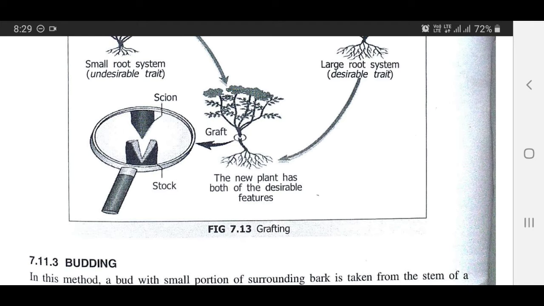The new plant has both of the desirable features. That is, the rootstock has a desirable feature: its anchoring properties to the soil are very good, and it also bears high wind velocities. Such rootstock roots are very good for absorbing water and mineral nutrients from the soils, even in calcareous soils.